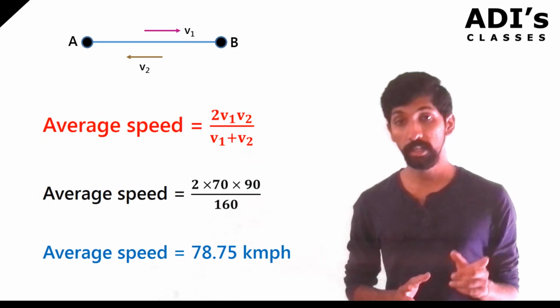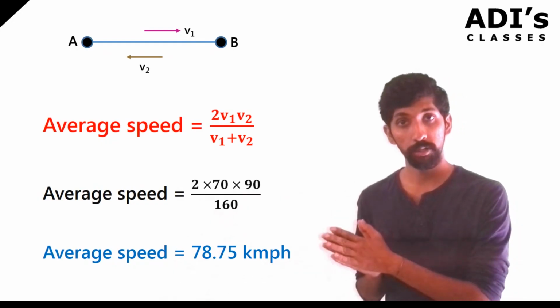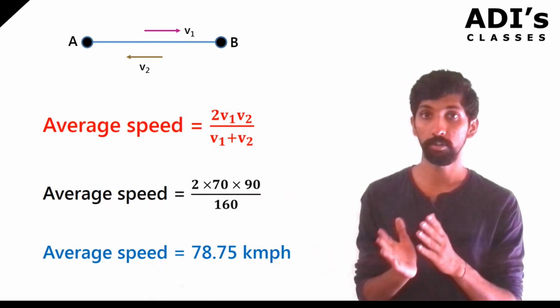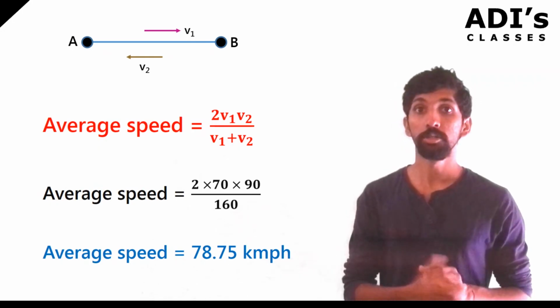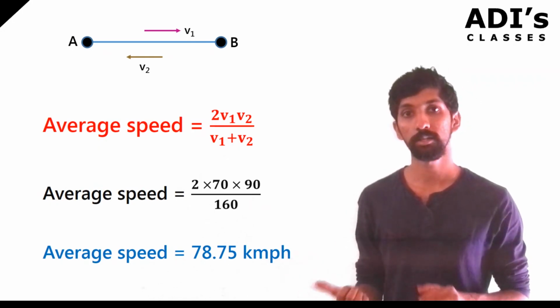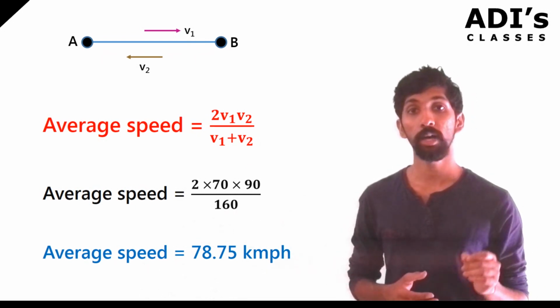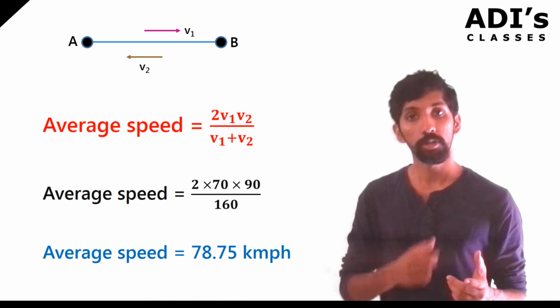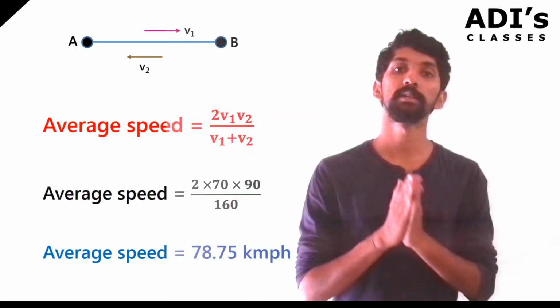Correct? So in both the cases, you will get the same answer. Whether you do it by total distance by total time, which gives you the same answer, or you do it by this method, 2V1 V2 by V1 plus V2. Meaning, whenever you have average speed problems, you can apply this formula. Understood? So the average speed is 78.75 kilometers per hour for the round trip. Alright?